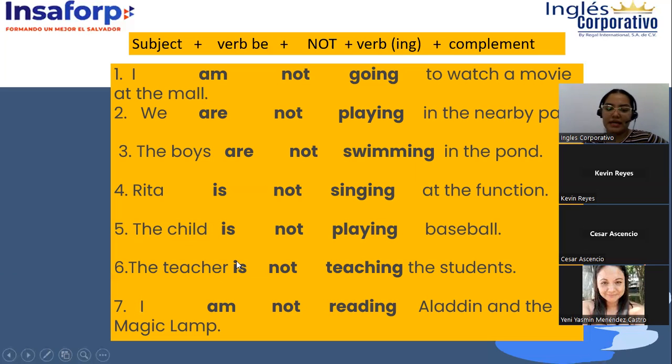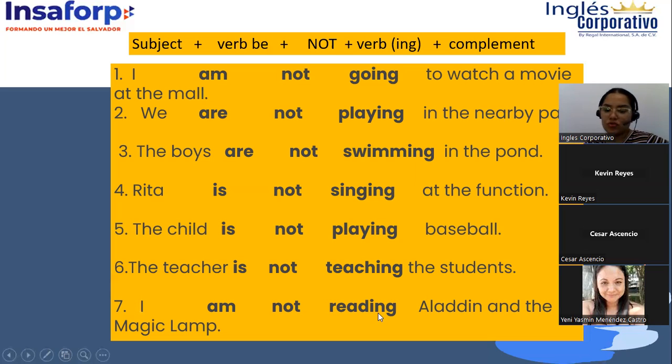And we have the teacher. The teacher is not teaching the students. El maestro no está enseñando a los alumnos. So, we have is here because the teacher is singular. And then, let me see. We have I am. We use am, right? I am not reading Aladdin and the Magic Lamp. No estoy leyendo Aladdin y la Mágica Lámpara. Ok, ayer Jenny decía algo muy importante y lo podemos tomar como una pista. Y es que en español nosotros decimos ando, endo, el gerundio, ¿verdad? Entonces aquí es lo mismo.